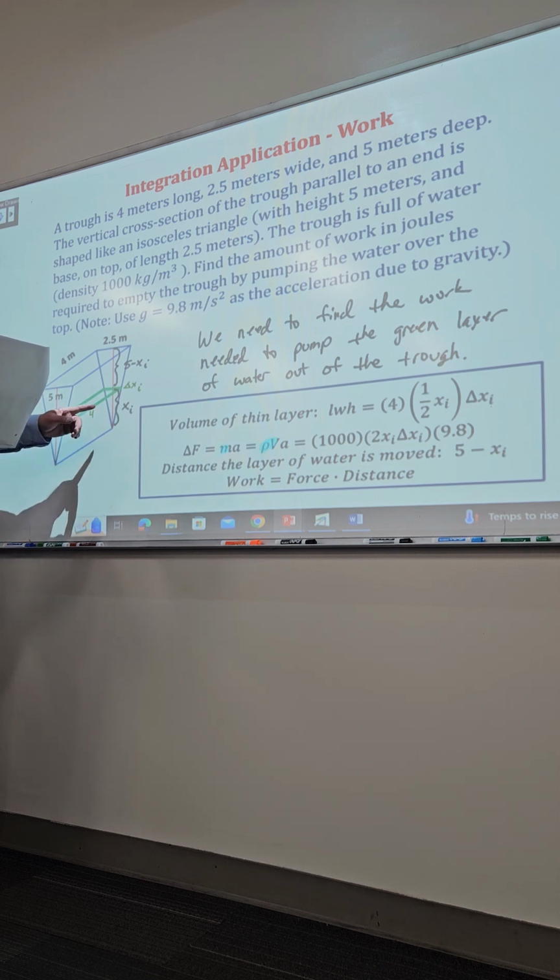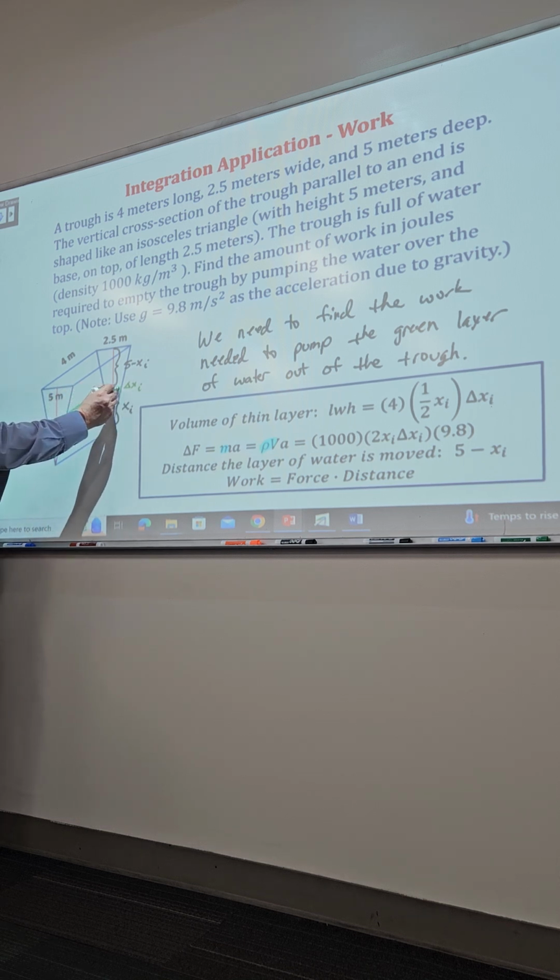That's actually the width. So the width here, this green layer, from here to here, that's your delta xi. Got it? Okay, from here to here, that's your delta xi. That's the width of that green layer. Make sense? Yes. Okay. All right.